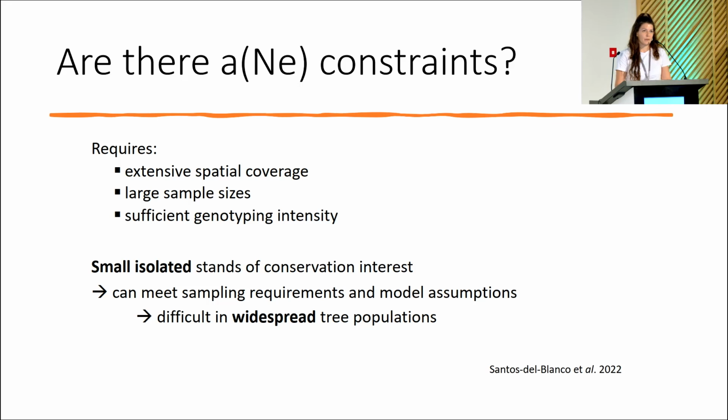So it requires extensive spatial coverage, large sample sizes, sufficient genotyping intensity, and of course, when we have small and isolated stands, then we can probably meet these sampling requirements and we can do model assumptions. But this is very difficult in widespread populations.